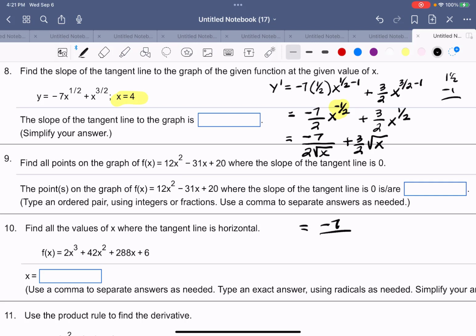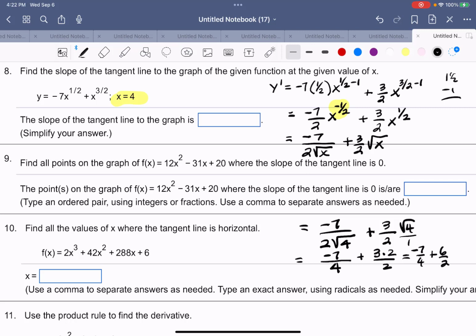Negative 7 over 2 times the square root of 4 plus 3 over 2 times the square root of 4. And that's the square root of 4 over 1. It's in the numerator. So that's negative 7 over 2 times 2, because the square root of 4 is 2. So that's a 4. Plus 3 times 2 over 2.